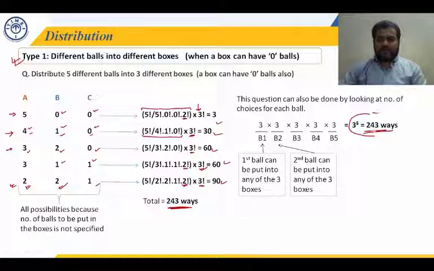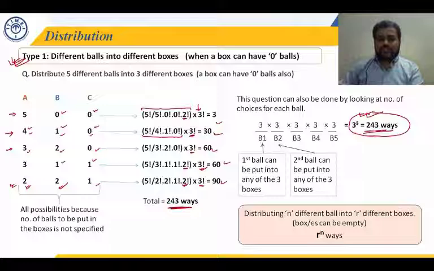This type of examples we have already done previously also. So such type of distribution question can be easily done by this method. Distributing n different balls into r different boxes, where boxes can be empty, the important point is boxes can be empty, then it is r to the power n ways. So number of boxes raised to the power number of balls. These many ways will be there.